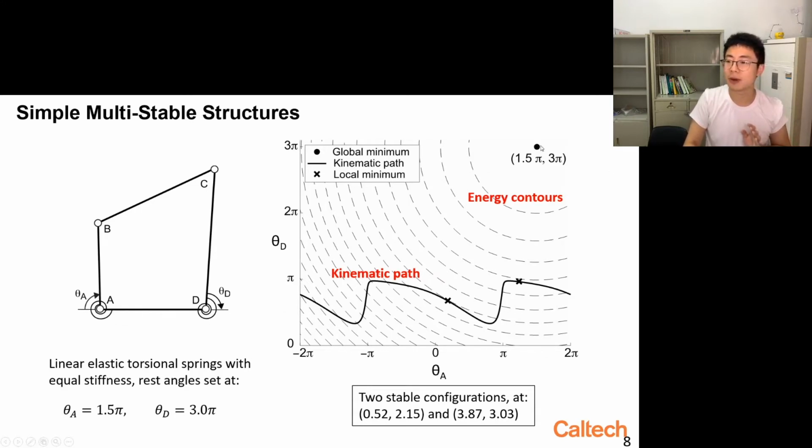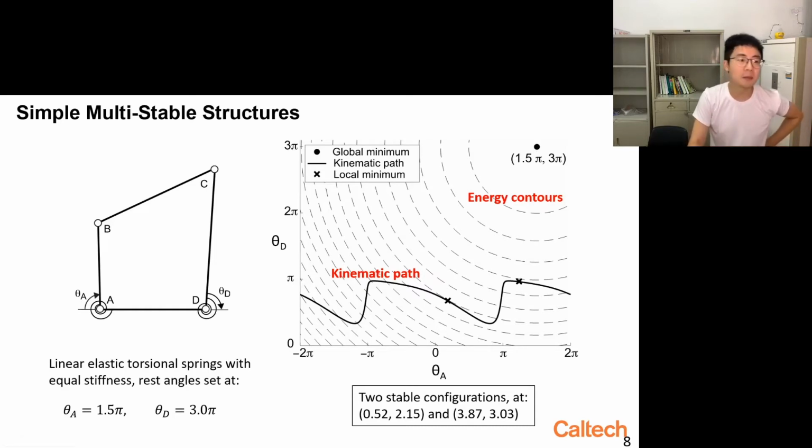At these 2 points, you can see that because the rest angles are at these 2 values, the global minimum is here in this configuration space. And this is the energy contour, the equal energy curve. It's circular because the stiffness is equal, and you can see it's going higher and higher. Yes, the energy is convex, right? It has only 1 minimum.